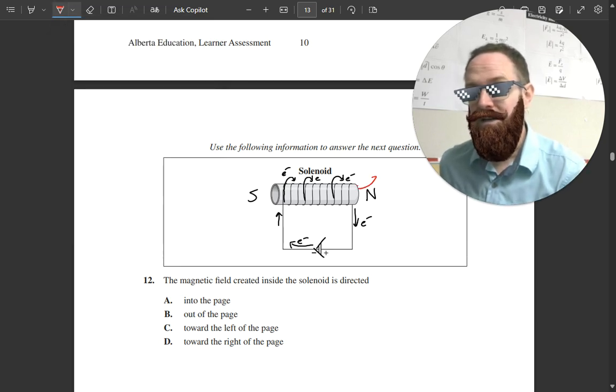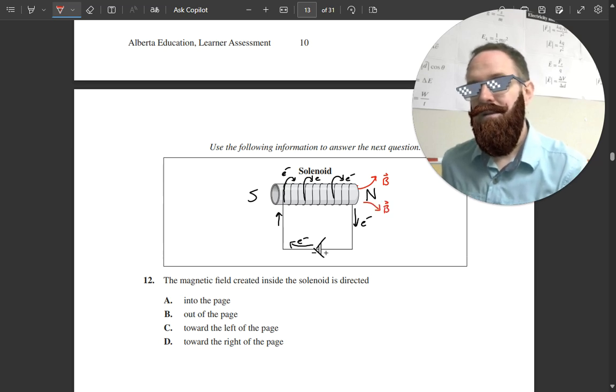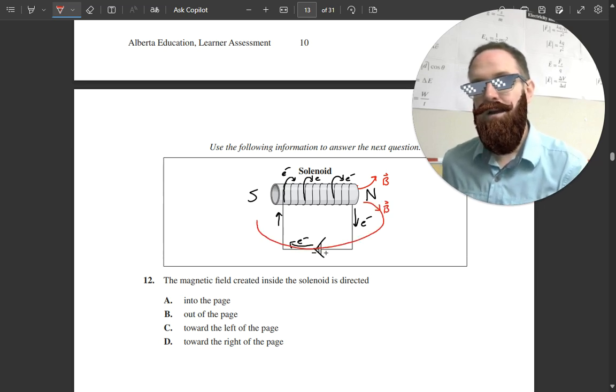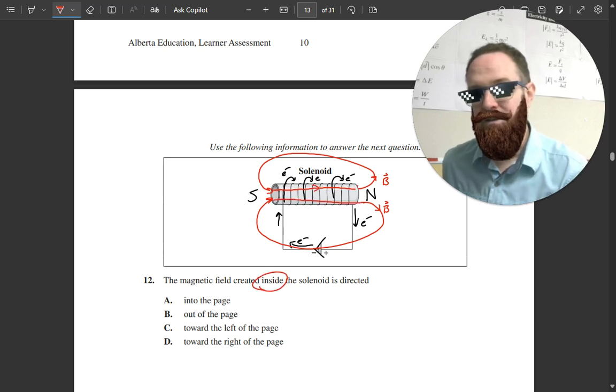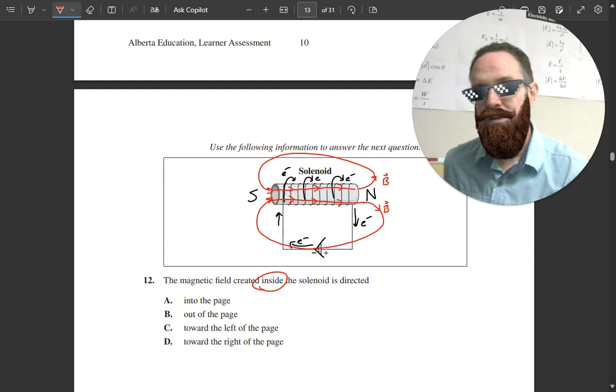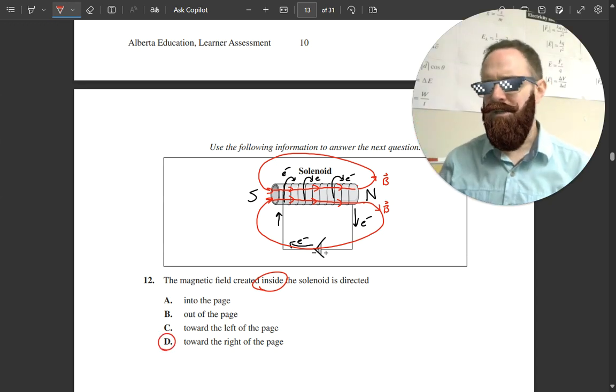So the magnetic fields are going to come out of the north. They're going to loop around, come into the south, but continue through. They make loops. So while they're inside, and we worry about what's inside the solenoid, they're going from left to right, towards the right of the page. You got to remember your left and rights.